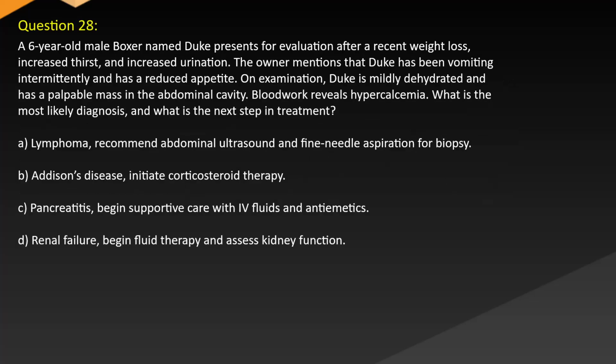Question 28. A 6-year-old male boxer named Duke presents for evaluation after a recent weight loss, increased thirst, and increased urination. The owner mentions that Duke has been vomiting intermittently and has a reduced appetite. On examination, Duke is mildly dehydrated and has a palpable mass in the abdominal cavity. Blood work reveals hypocalcemia. What is the most likely diagnosis and what is the next step in treatment?